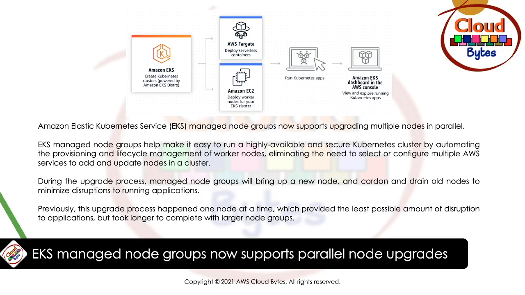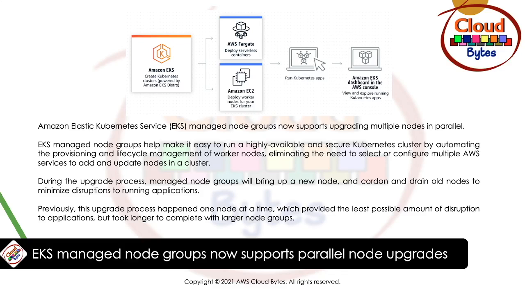EKS managed node groups help make it easy to run a highly available and secure Kubernetes cluster by automating the process of provisioning and lifecycle management of worker nodes, thus eliminating the need to select or configure multiple AWS services to add and update nodes in a cluster.